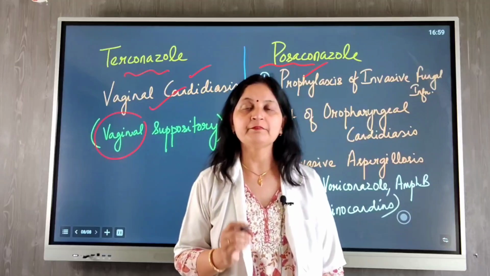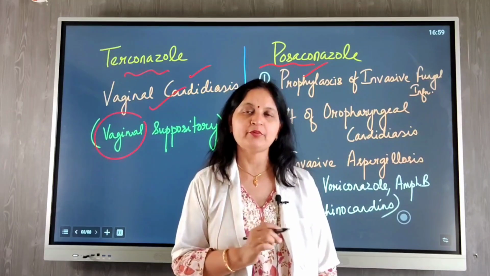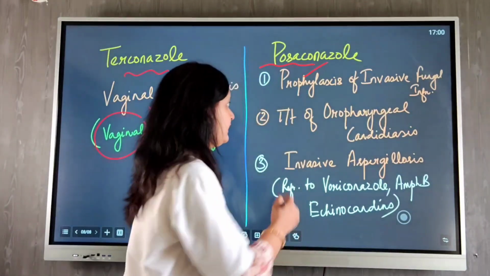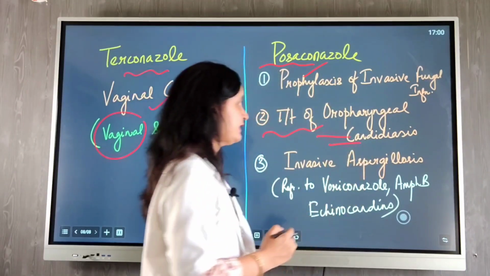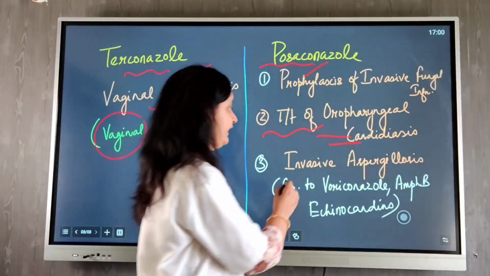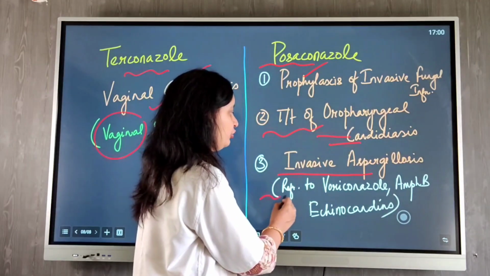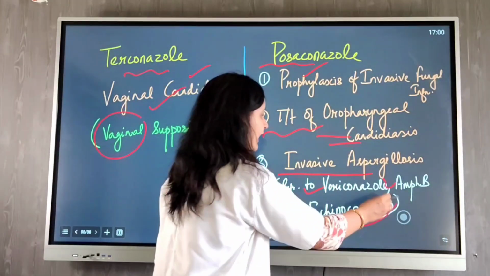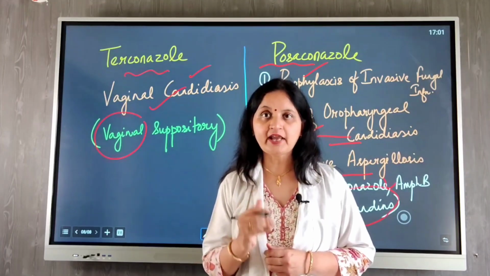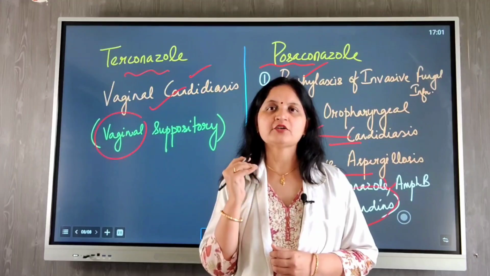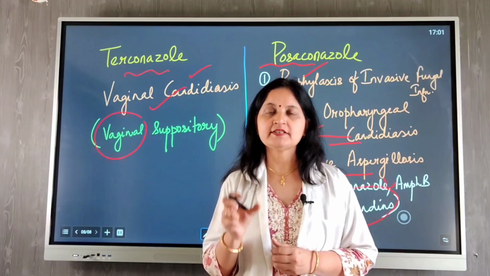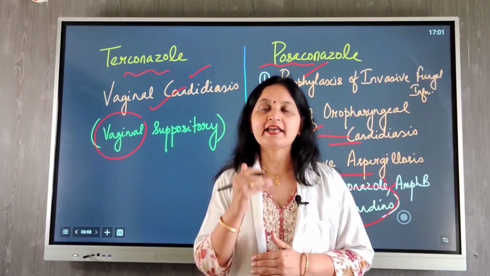Coming to posaconazole, it is useful in patients with profound neutropenia, HIV patients, immunosuppressed patients, and patients undergoing transplant. They are used for prophylaxis against invasive fungal infections. Secondly, they are used for treating oropharyngeal candidiasis in patients who are refractory to fluconazole or other drugs. Also, they are useful for treating invasive aspergillosis in patients who are refractory to voriconazole, amphotericin B and echinocandins, a newer class of antifungal drugs. So, posaconazole is a reserved drug. They are used in patients who are refractory to newer drugs such as echinocandins, fluconazole, voriconazole, itraconazole or amphotericin B. Also, they are used in immunocompromised patients as prophylaxis against fungal infections.